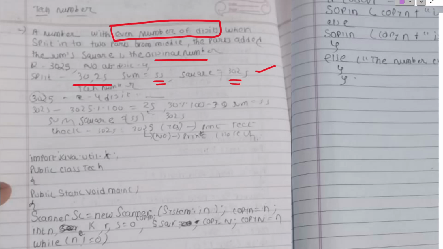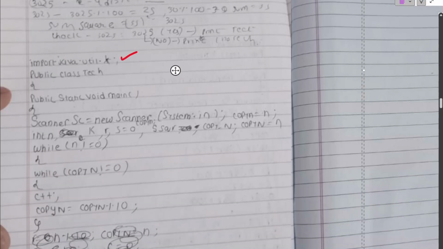Let's see. Here the student mandatorily has to check whether the number that is accepted from the user contains an even number of digits or not. If the particular number does not contain an even number of digits, my program has to stop there. Let's see what the student has done. So here a number has to be accepted.